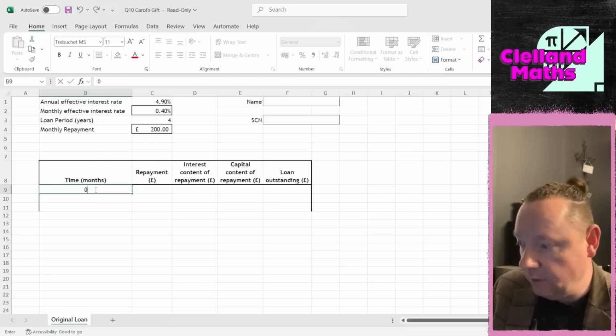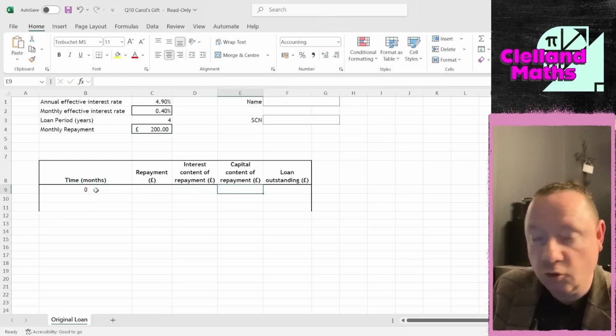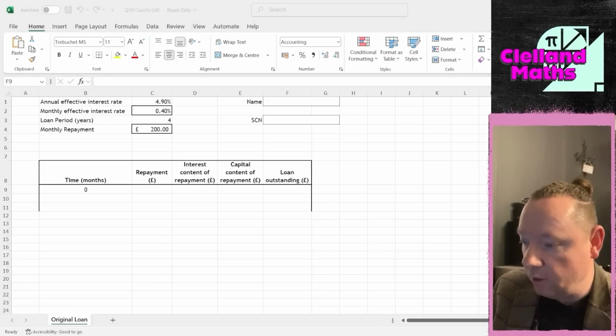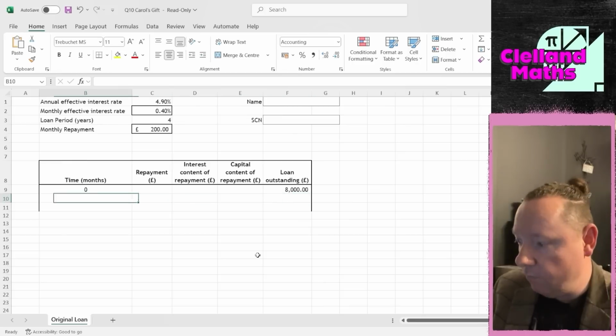So month 0, nothing happens. This is usually filled out for you. And the loan outstanding was, again, it's usually filled out for you, but it's not for this question for some reason. So we'll just go and check it out on the question. £8,000. So that's what should be in here. And then we can start at month 1 and month 2.